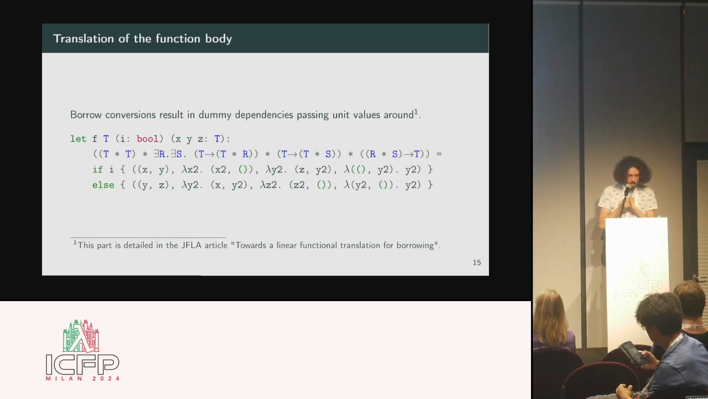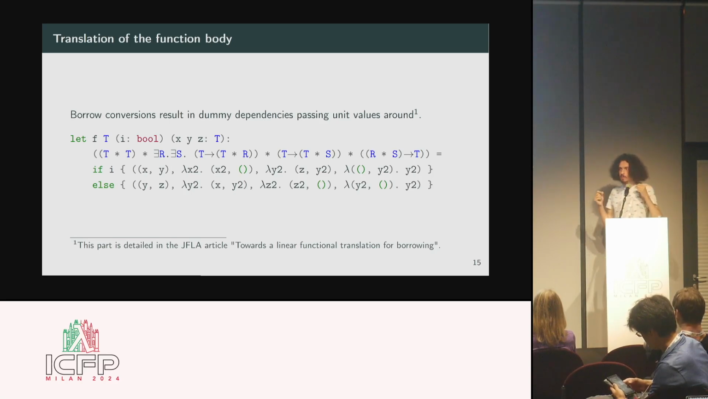For the function body, I will not go into much detail for the translation. The main idea is that when we do borrow conversion, that results into losing some precision about where is the value given back. In the functional translation, it would correspond to passing dummy values around. So if I have two roots, two functions, I will add a functional dependency between them. And so we can see in the body of the function that we have some unit values there that represent those dummy dependencies. And because we hide them between existential types, this program is well-typed.